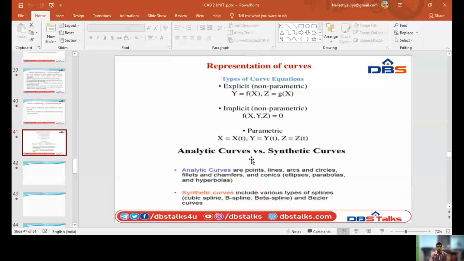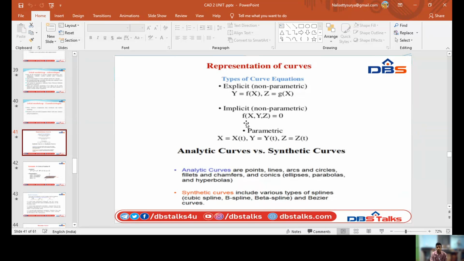First of all, representation of curves. Types of curve equations: non-parametric ones are classified into two types, one is explicit and the second one is the implicit form. Coming to parametric, the equation will be x equal to x of t, y equal to y of t, and z equal to z of t. And what is the difference between implicit and explicit, and the major difference between non-parametric and parametric curve representation?